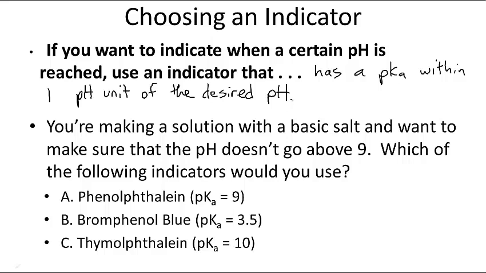So, a very quick, simple multiple choice question. You're making a solution with a basic salt and want to make sure the pH does not go above 9. Which of the following indicators would you use?